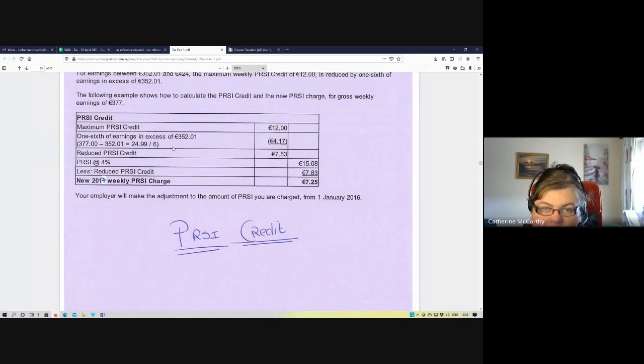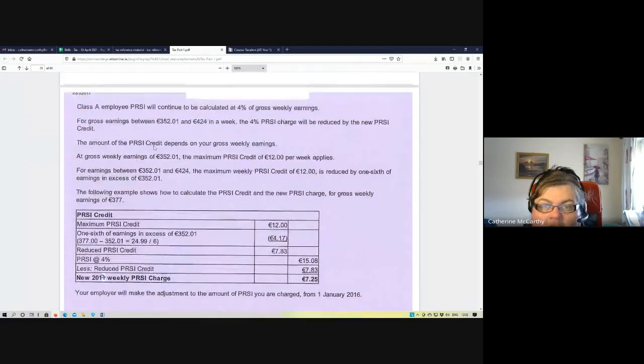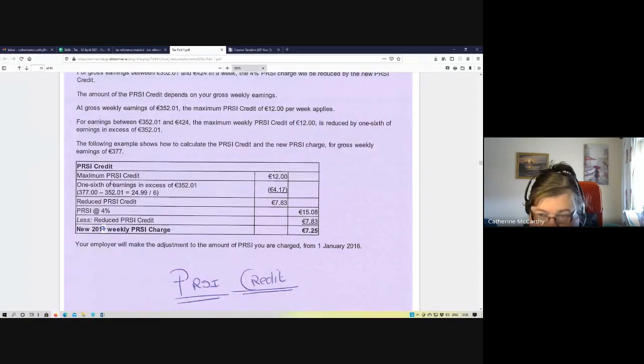So this is the PRSI credit with a little example done. So this is a Class A employee. PRSI will be calculated as 4% of gross weekly earnings. So that's anyone that's earning over €352, they are paying PRSI at 4%. The people between 352.01 and 424 could be entitled to a PRSI credit. Okay, so if we come down here, the following example shows how to calculate the PRSI credit for the new PRSI charge for gross weekly earnings of €377.